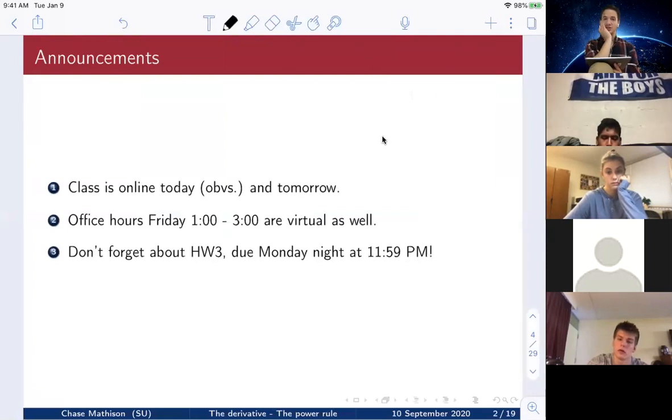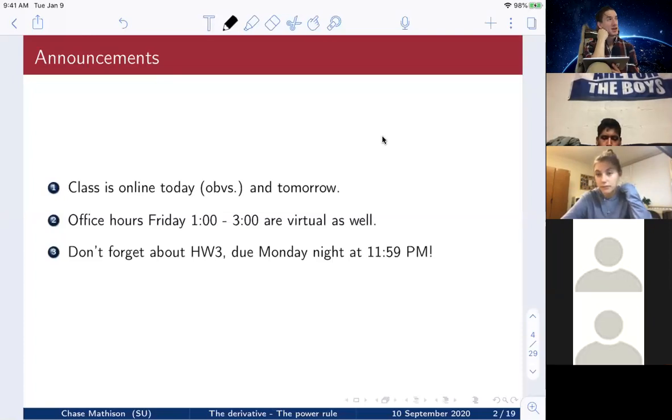Don't forget homework 3 is due Monday night at 11:59 p.m. It's over the definition of the derivative stuff. You should be able to do all of it technically now. What you learned today is going to make the last third of it a lot easier. You definitely are able to do all of it right now. So are there any questions about homework or meeting tomorrow or office hours or anything like that?